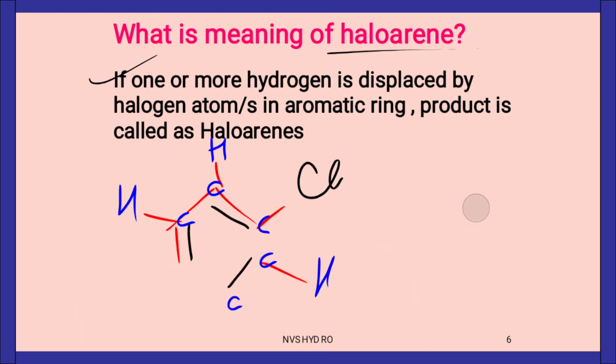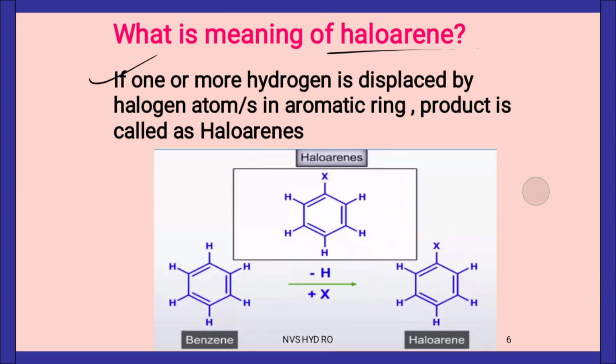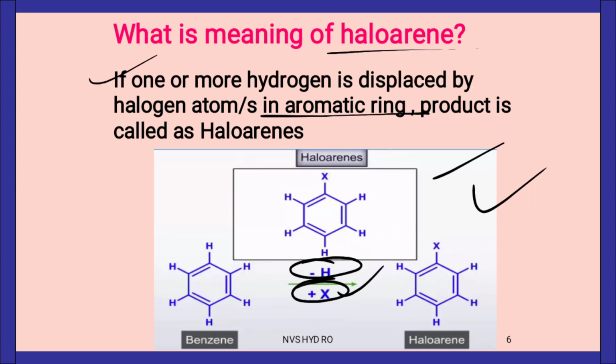Hope you have understood this very well. Similar thing is being provided to you here, which shows that removal of hydrogen and the addition of your X in your aromatic ring is considered to be a haloarene. Got it?